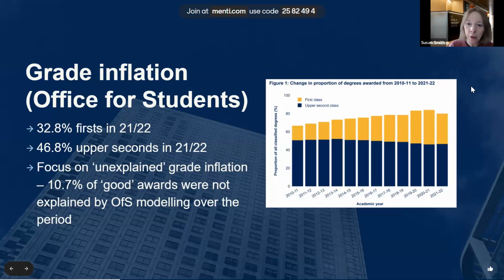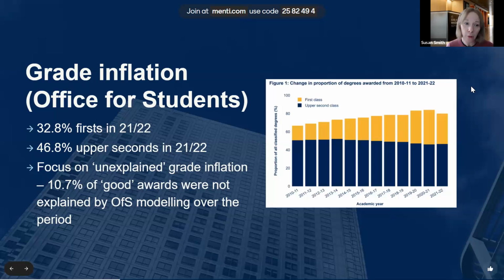And just for everyone's information, the Office for Students terms first class degrees and upper 2-1s as good degrees. So when you see in the press that 79.6% of students in 21-22 got a good degree, that's what they mean, either a first or a 2-1. And there's significant disparities amongst subgroups within that.